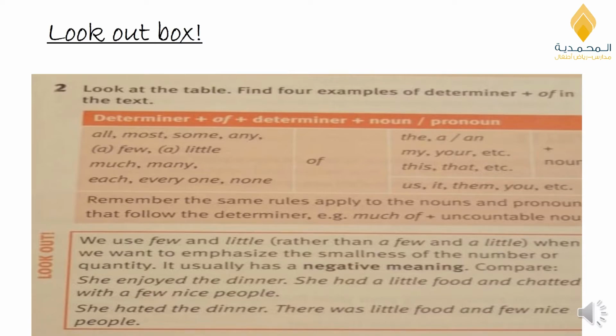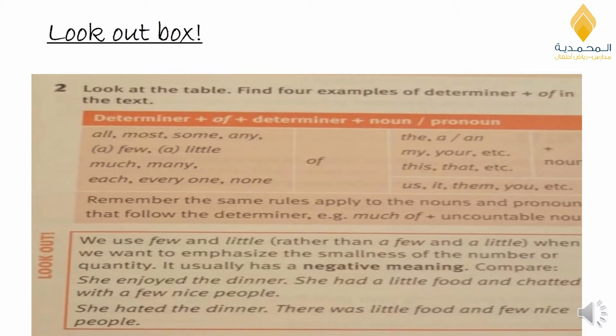Then you've got to use either the articles the, a, an, or the pronouns my, your, or you can use the demonstratives this, that, etc. Then you have to use the noun, okay? Or after of, you can use us, it, them, you, etc. Both of them are correct, okay?